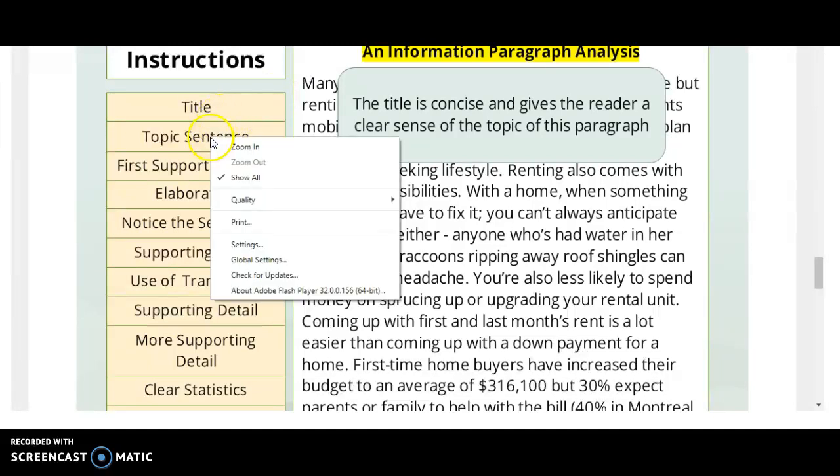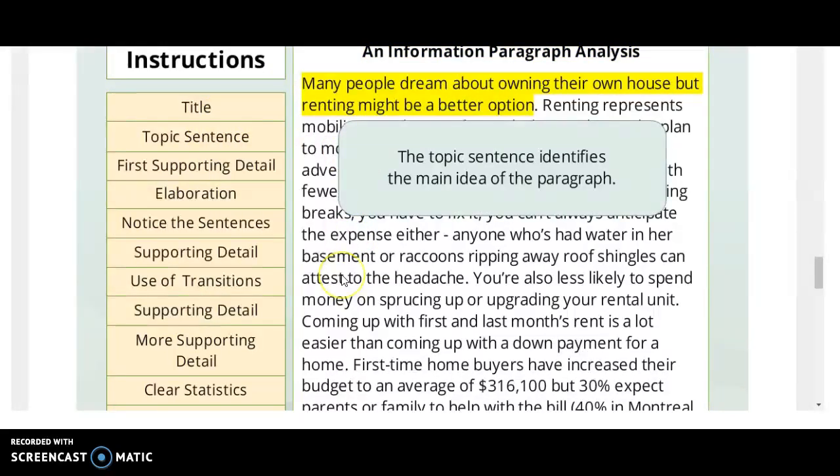Then we get right into the topic sentence. Right away, the very first sentence of any paragraph is going to identify the topic for your reader. In this case, it is the following. Many people dream about owning their own home, but renting might be a better option. So again, the main idea is identified in this topic sentence.